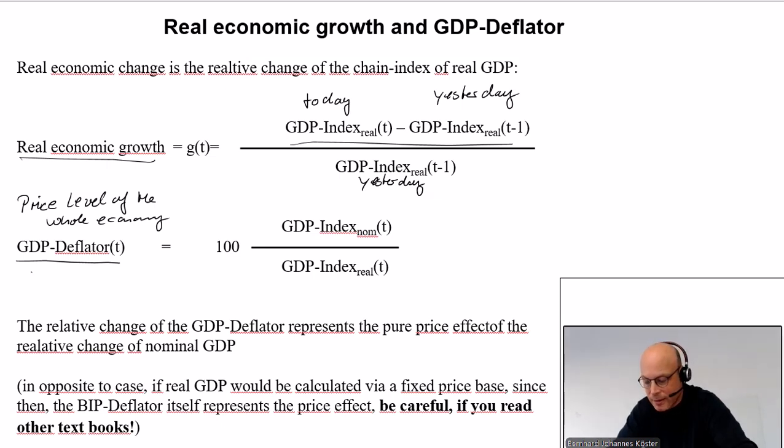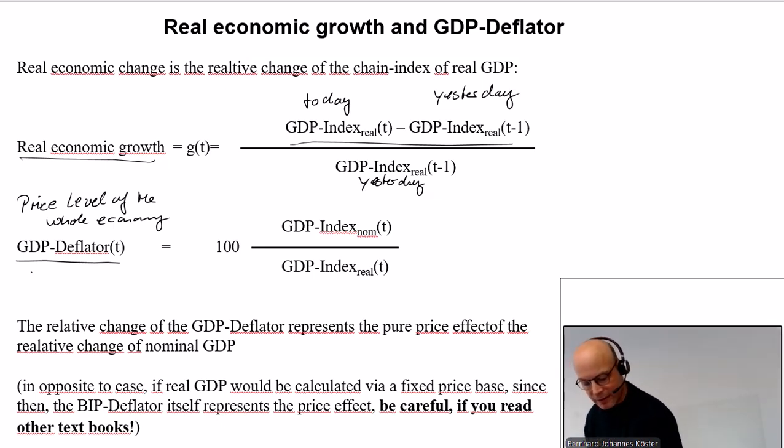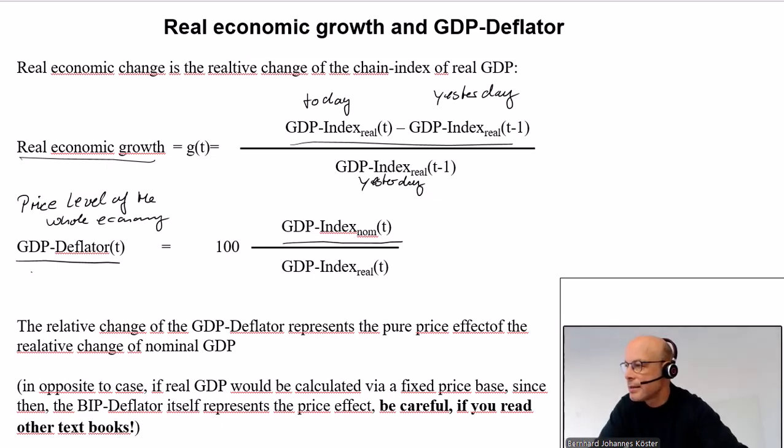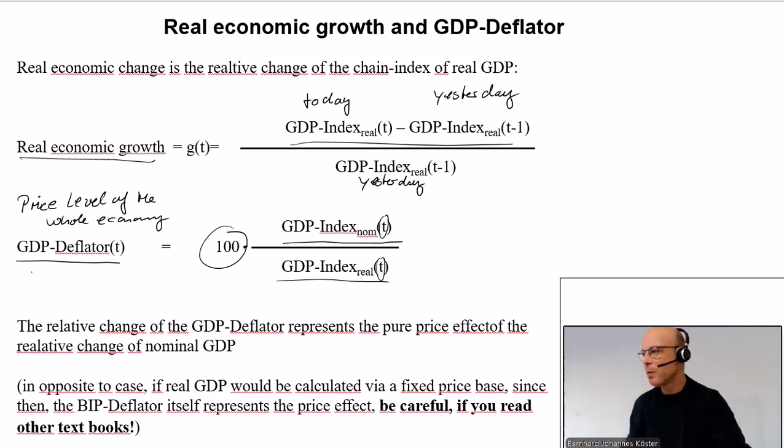And this price level is just also defined via the relative number of the index of nominal GDP. Here, please have a look. Always the same time index divided by the index of real GDP. And now it's just formally multiplied by 100 because again, we want to have this price level index in the neighborhood of 100.